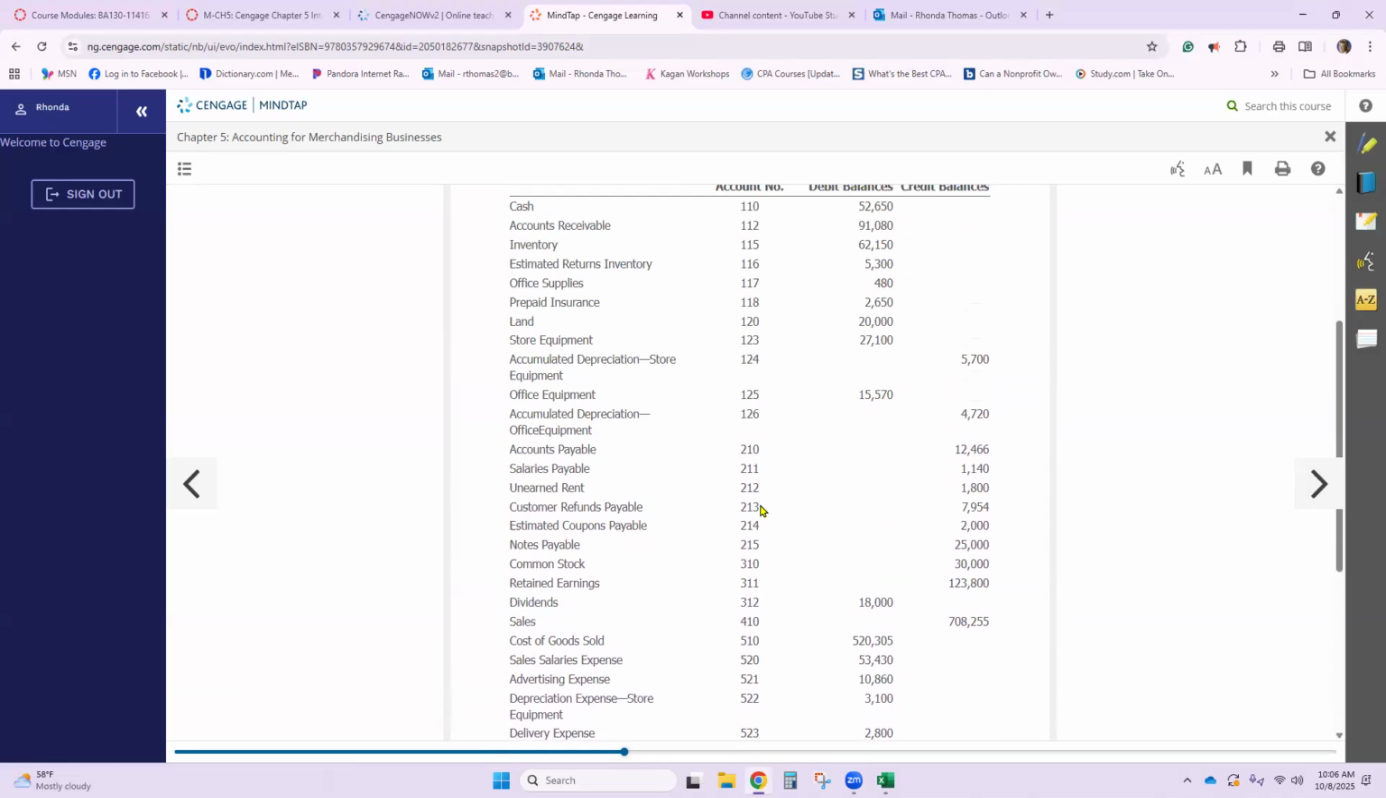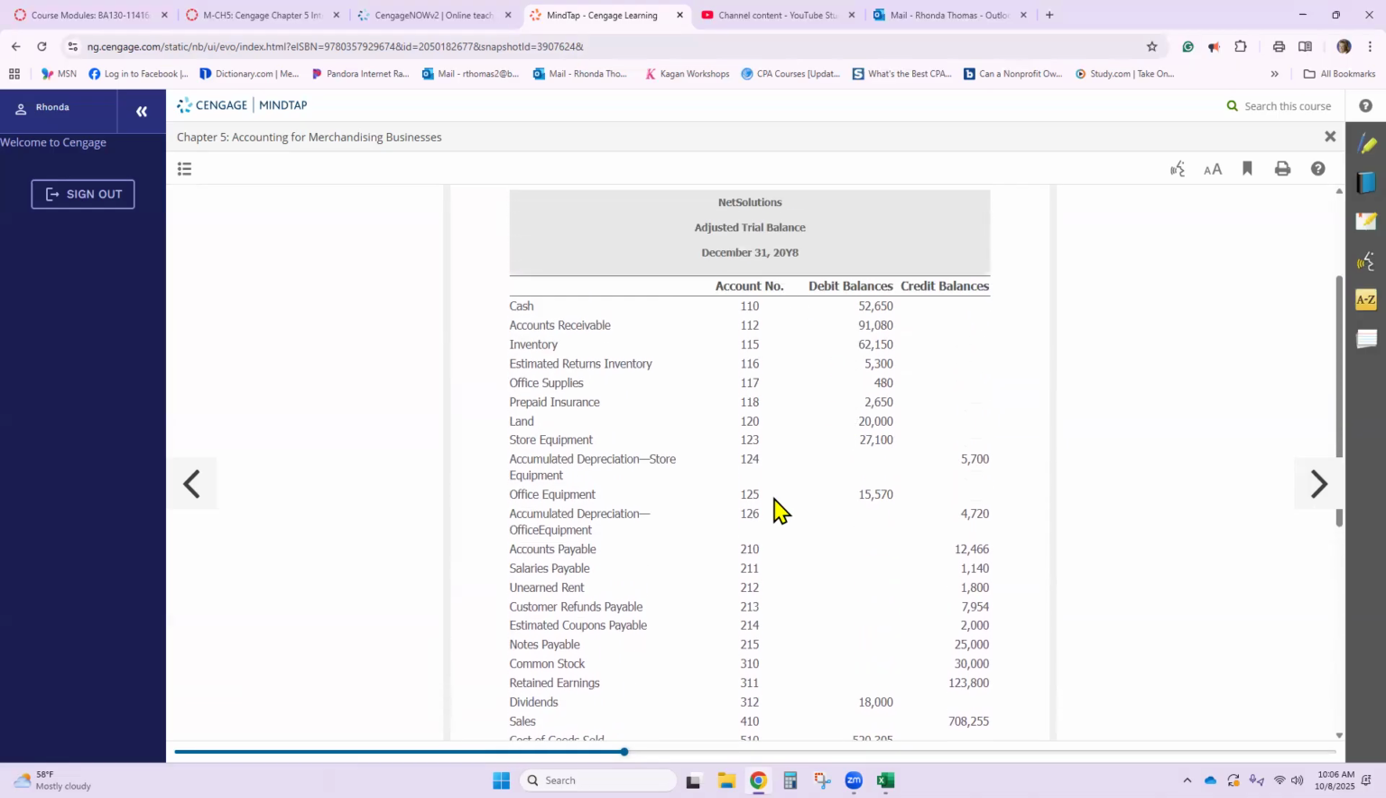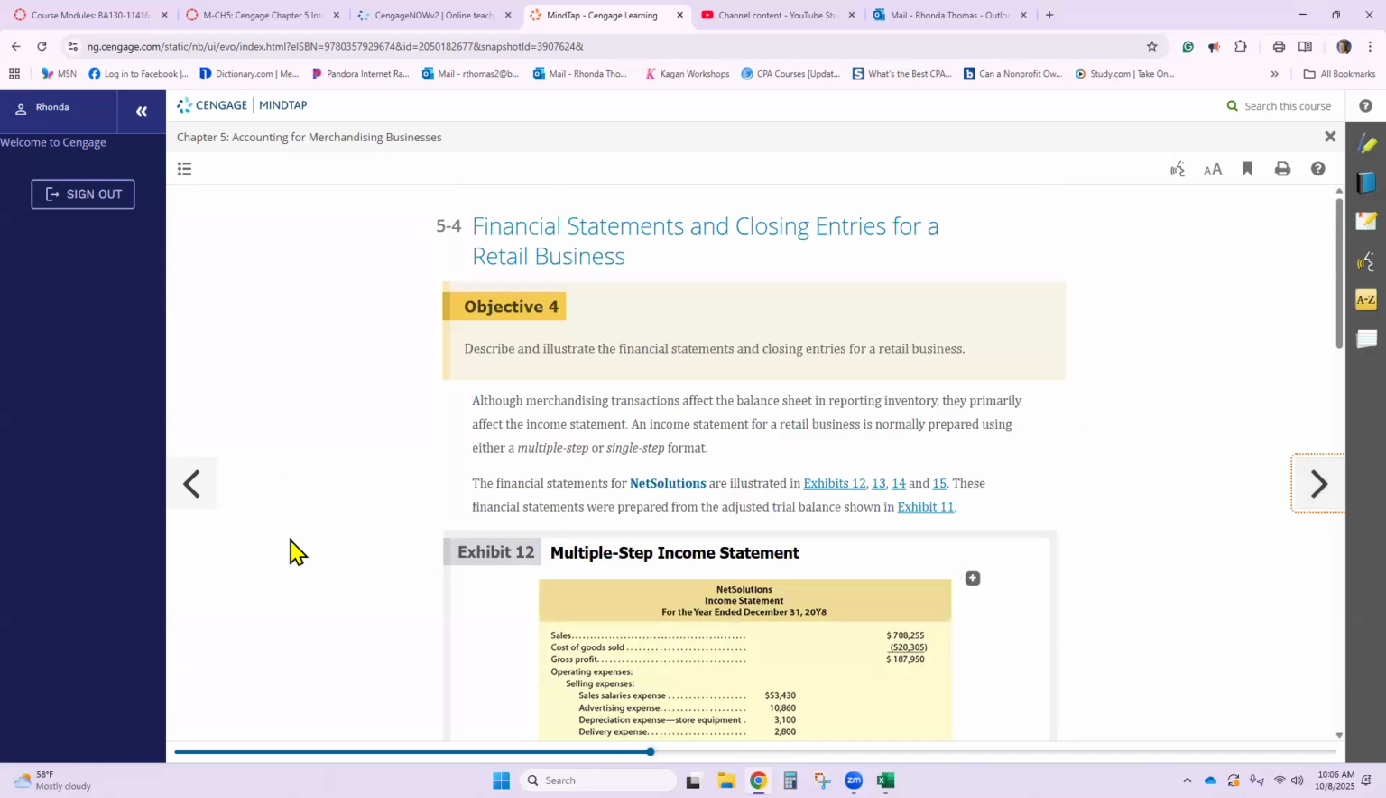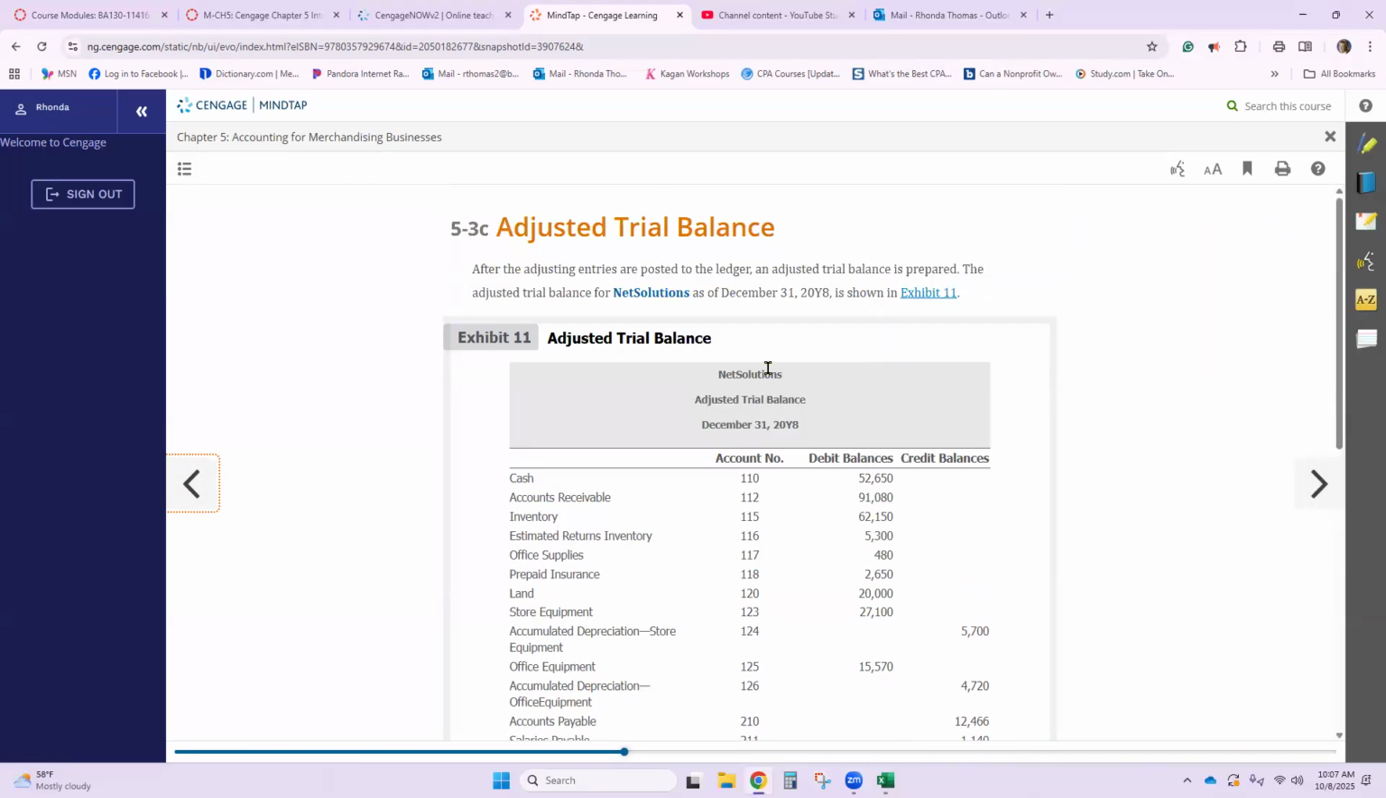Okay, so I want to show you what this adjusted trial balance would turn into as a new income statement. All right, so here is the income statement, and let me see, I'm hoping this is Net Solutions. Yes, this is Net Solutions. Just wanted to make sure.